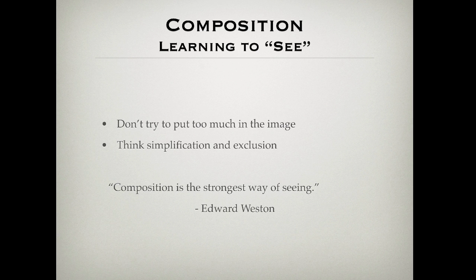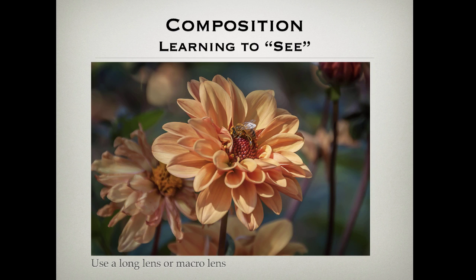So again, I can't emphasize the idea of not trying to put too much in the image. Remember I said, think simplification and exclusion, right? So Edward Weston, another wonderful photographer who's passed on, I would suggest checking out, again, his work. He said composition is the strongest way of seeing. So here's an idea of too many things in the photograph, right?